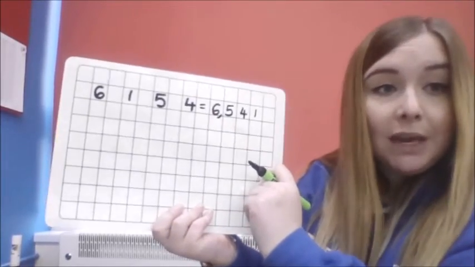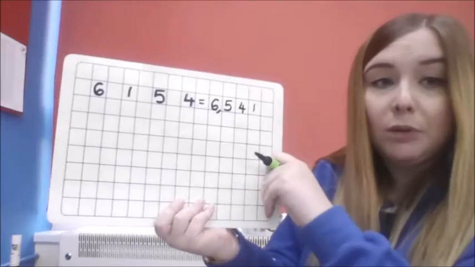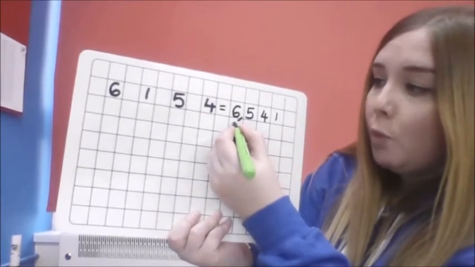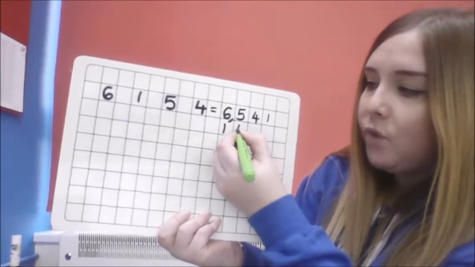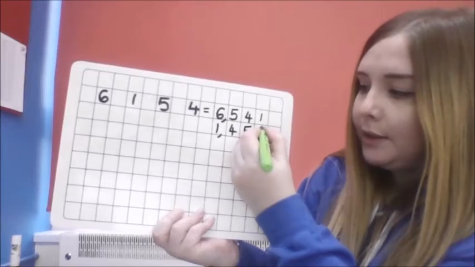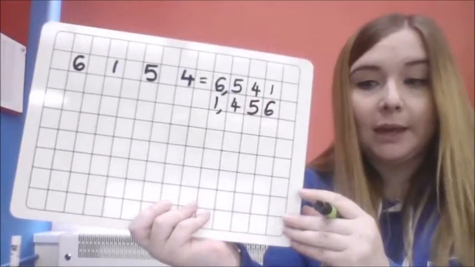But then I've also got to make a smallest number. So this time we're doing the opposite. I'm going to put my smallest number first. So 1,456. Okay, and you've got 6 of those questions to have a go at.